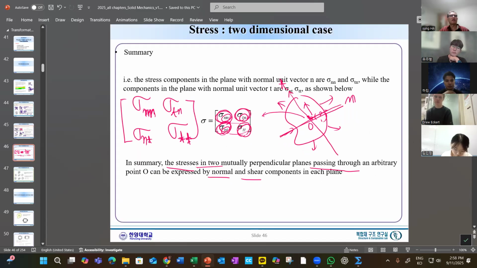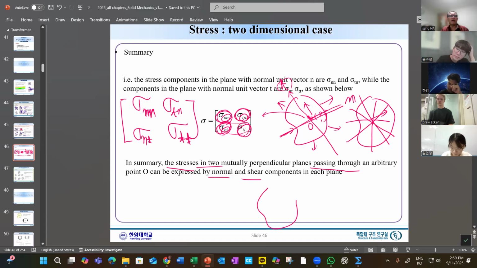But before going to 3-dimensional, you may wonder, okay, we can cut this one, but this is n, and how about we cut here, like t, we can cut any plane. So n and t, but the one point is that n and t have to be perpendicular. Why? It is a concept like this.